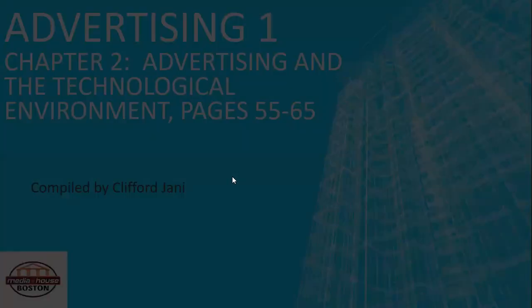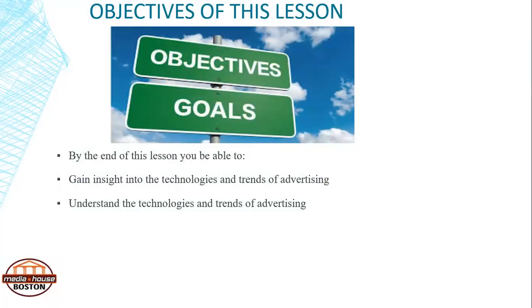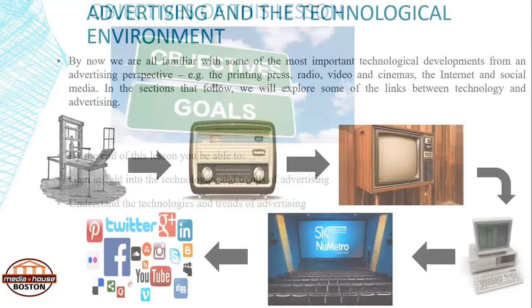Okay. So this is our lesson today, advertising and the technological environment. It's coming from your textbook, pages 55 to 65. The objectives of this lesson are very simple. We need to understand and gain insight into the technologies and the trends of advertising. Then, of course, understand the technologies and trends that are in advertising at this particular time.